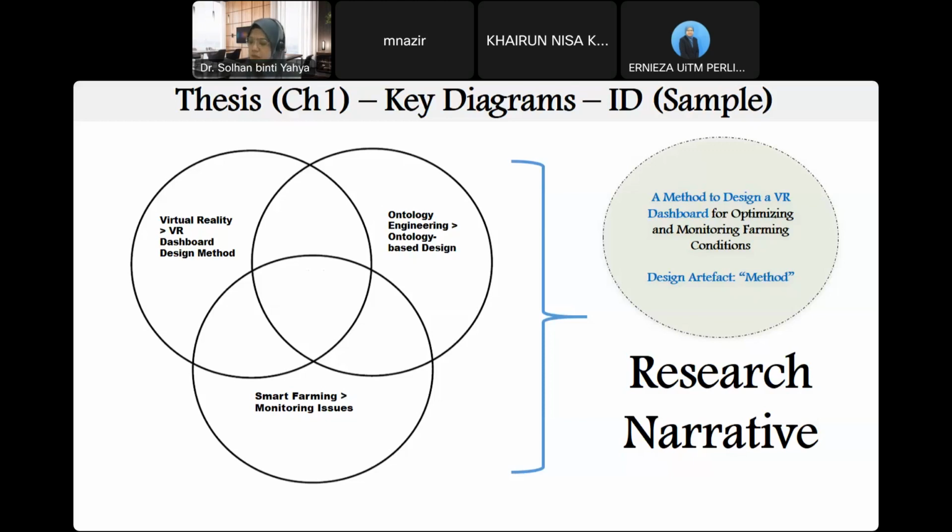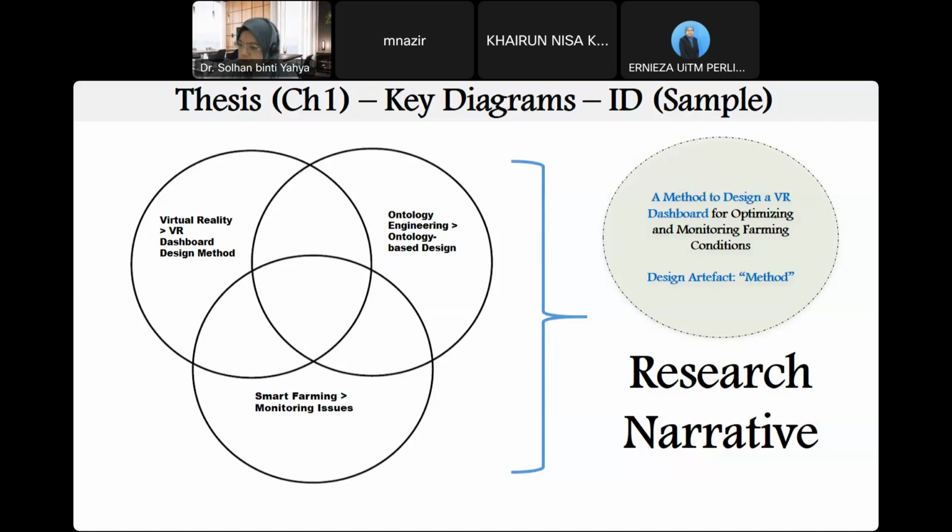Okay. So, dia bermain dalam kolam ini. Dia main dalam this pool of the literature. Then he find out, okay, saya nak menyelesaikan masalah smart farming in terms of monitoring issue. Saya nak gunakan pendekatan teknologi, tetapi contribution saya ialah dalam apa? Dalam membangunkan virtual reality dashboard. Iaitu method what the best method to build or to design virtual reality dashboard. So now the virtual reality dashboard design method is an artifact he is going to develop.